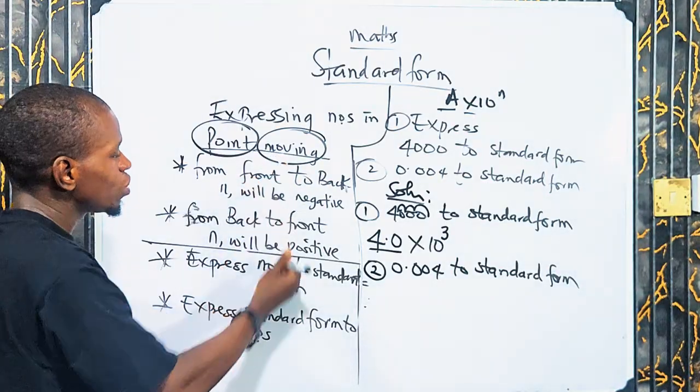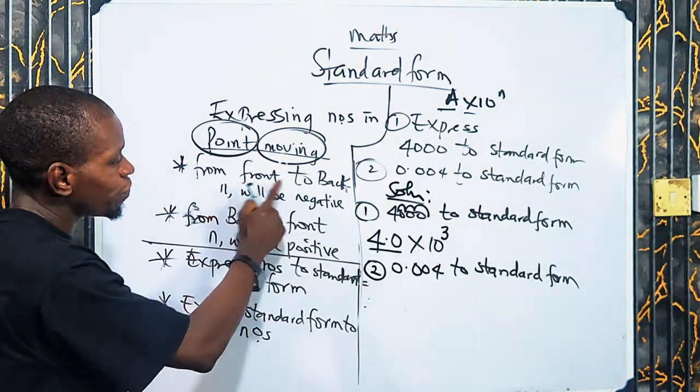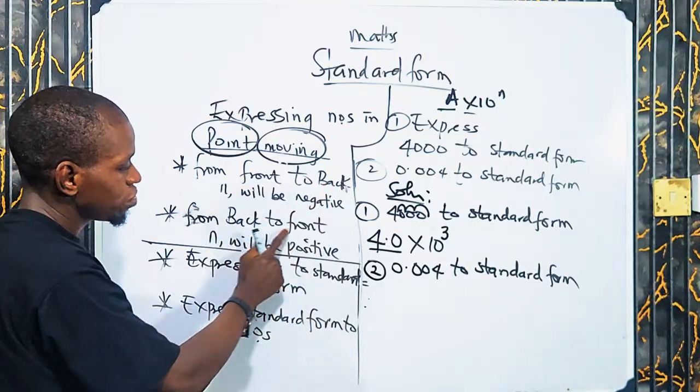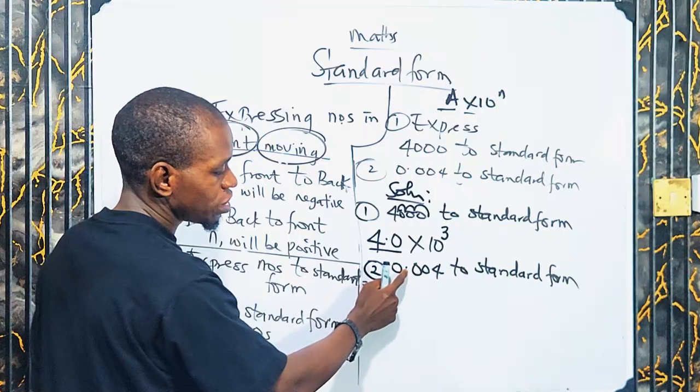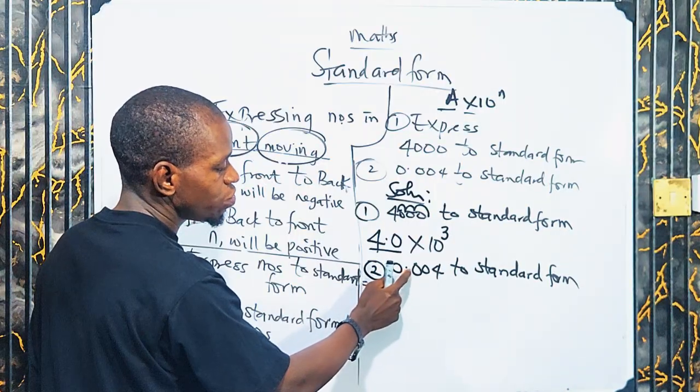And how do we move it? You either move it from front to back or from back to front. Where is our point here? Please, where is our point? Our point is located here. And how do we move it now?